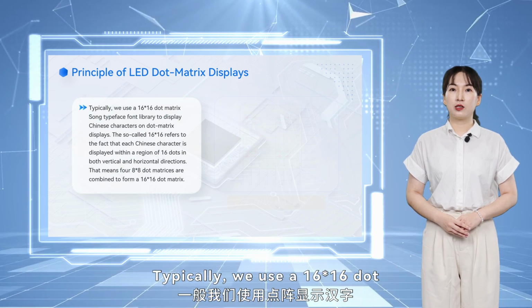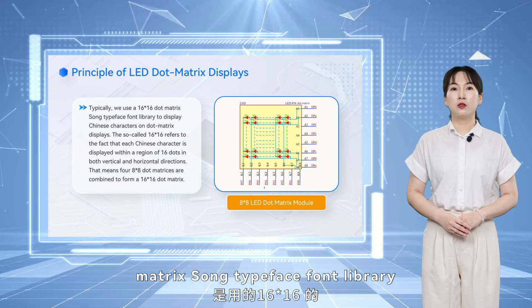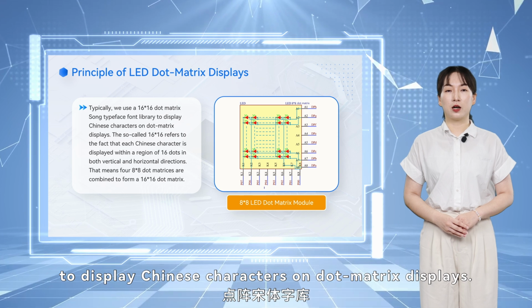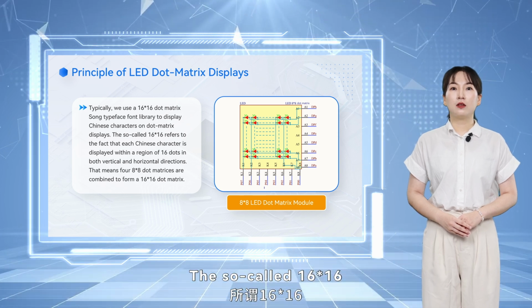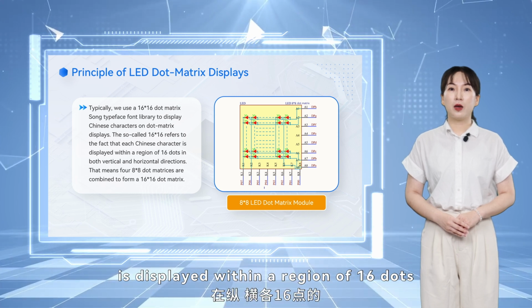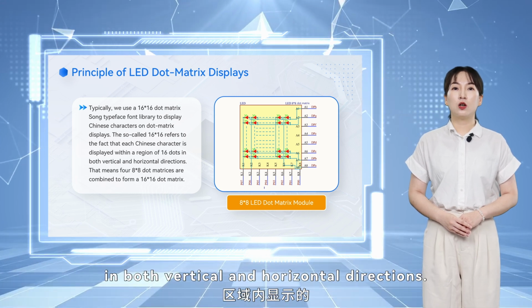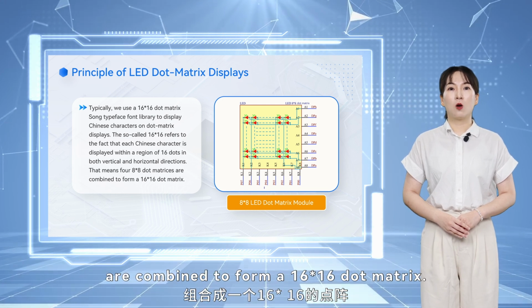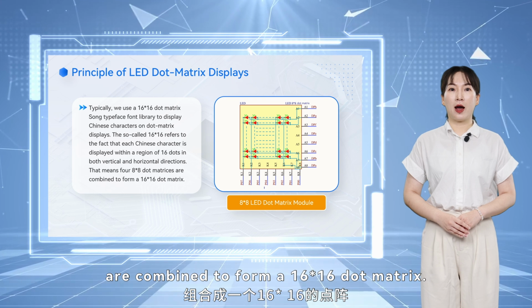Typically, we use a 16 by 16 dot matrix Song typeface font library to display Chinese characters on dot matrix displays. The so-called 16 by 16 refers to the fact that each Chinese character is displayed within a region of 16 dots in both vertical and horizontal directions. That means 4 8 by 8 dot matrices are combined to form a 16 by 16 dot matrix.